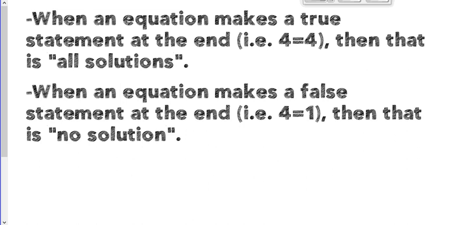If that happens, then we'd have all solutions, right? That means that every value that you try, whether it be 4, 5, 6, 7, 8, whatever it might be, every single value that you choose to plug in to check to see if the left side matches the right side is always going to check out and be true. The opposite of that is if we have something like 4 equals 1. So our variables cancel, they go away, we're left with 4 equals 1. That means that we have no solution. So you could spend the rest of your life trying to figure out a value for the variable and nothing would ever work. Let's look at a few examples.